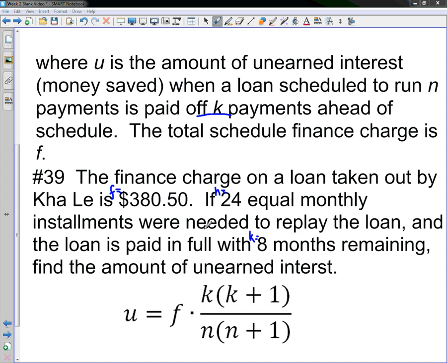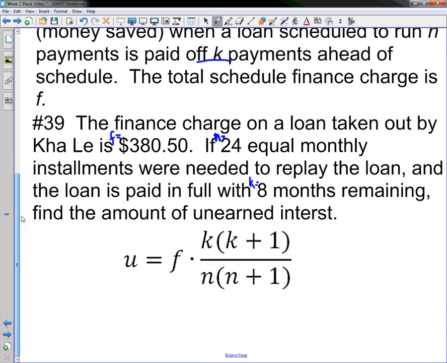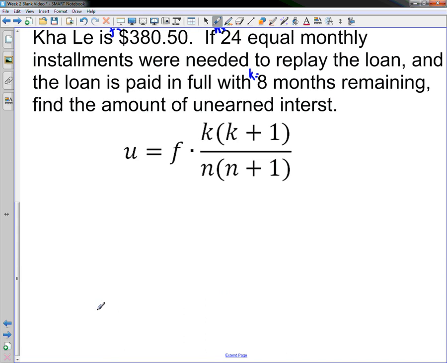Or sorry, that's an N. I can't read my own writing. So that's an N, K, and F. The U is what we're looking to find. So once we plug everything in, should be able to simplify.